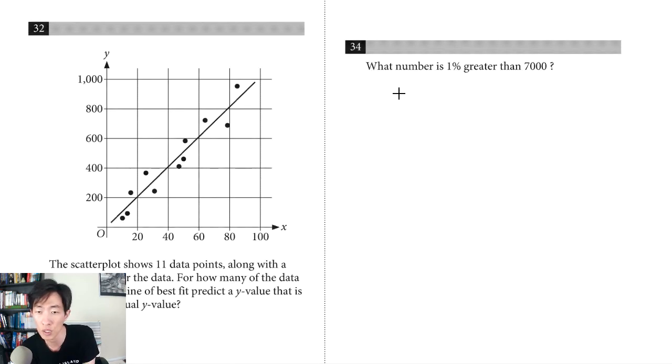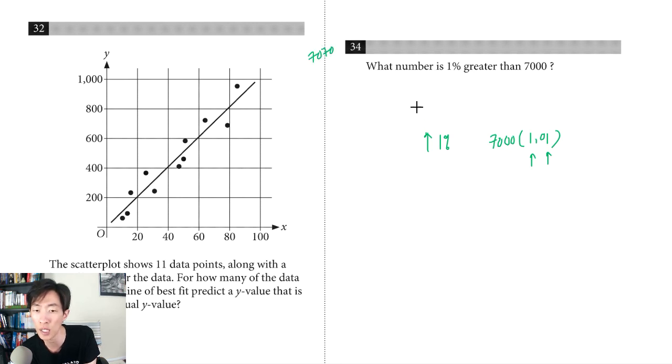Question 34, what number is 1% greater than 7,000? So like we talked about on problems before, you could think of this as a percent increase problem, because if you increase 7,000 by 1%, that's the same as adding 1% to 7,000. So in your calculator, the fastest way to do that is multiply 7,000 by 1.01, which takes into consideration the 1% increase as well as the original. When you do that, you're going to get 7,070, and that's the answer.